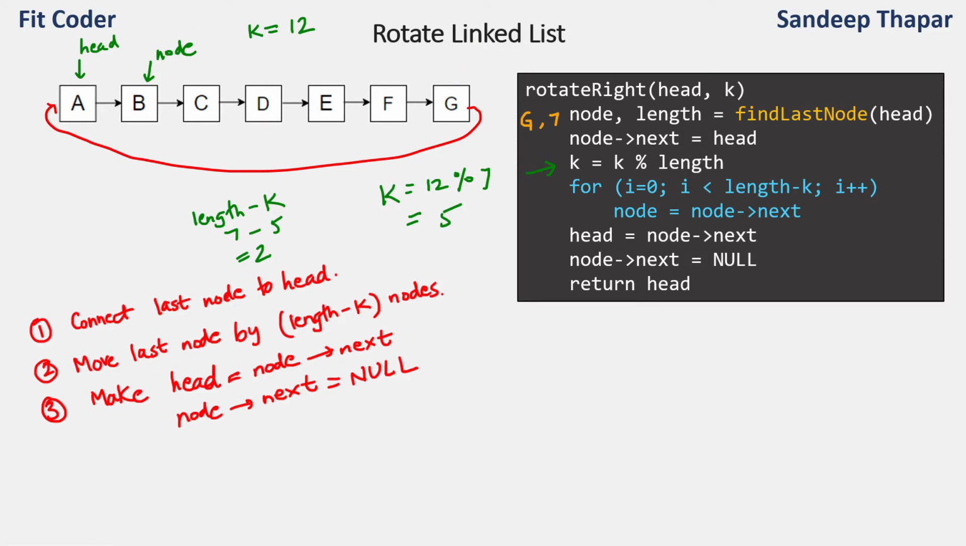In the next step, we make head equal to node next, so head will come at C. And then we break the link between node and head, so we make node next equal to null. We are breaking the link from B to C, and we return the pointer to head, which is at C. So the linked list becomes C, D, E, F, G, A and B. If we rotate the linked list to the right by 12 places, we'll get this linked list.